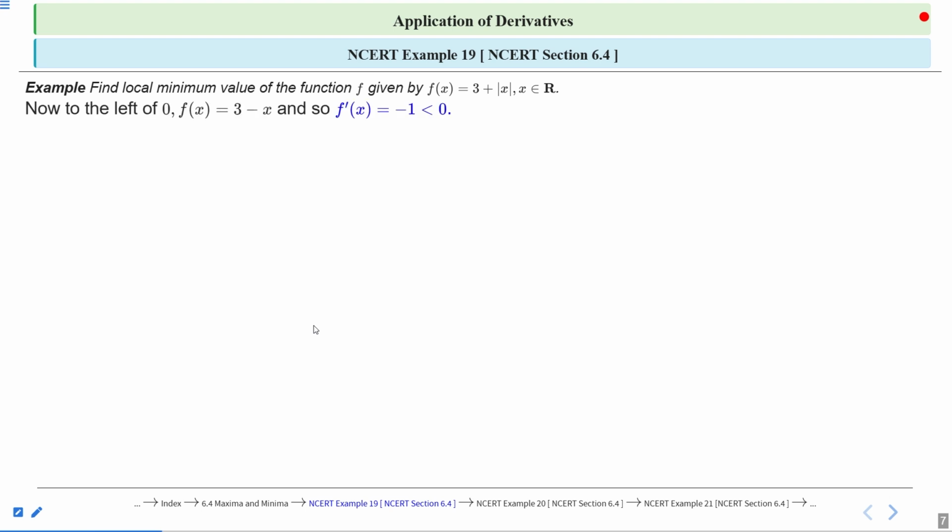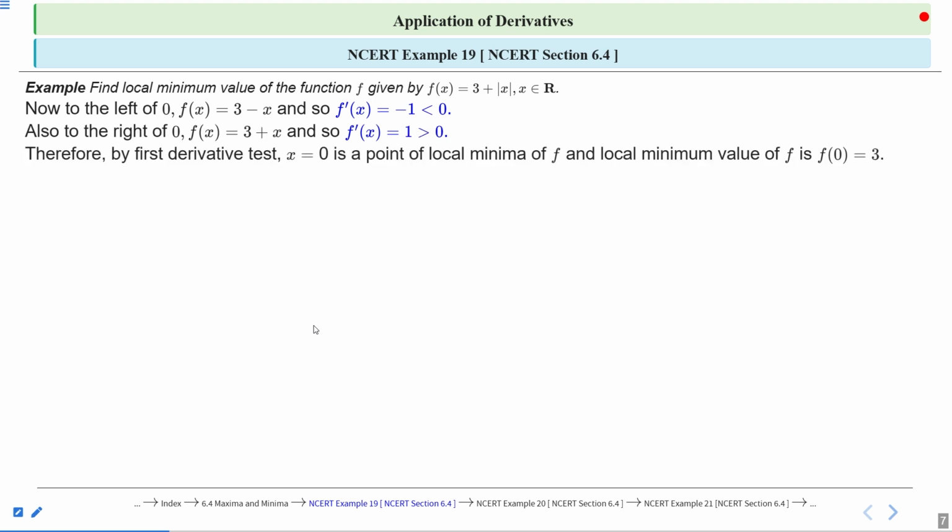Now to the left of 0, f(x) is equal to 3 - x. So f'(x) will be equal to -1, which is less than 0. Therefore, by the first derivative test, x = 0 is the point of local minima of the function f, and the local minimum value of f is f(0), which is equal to 3.